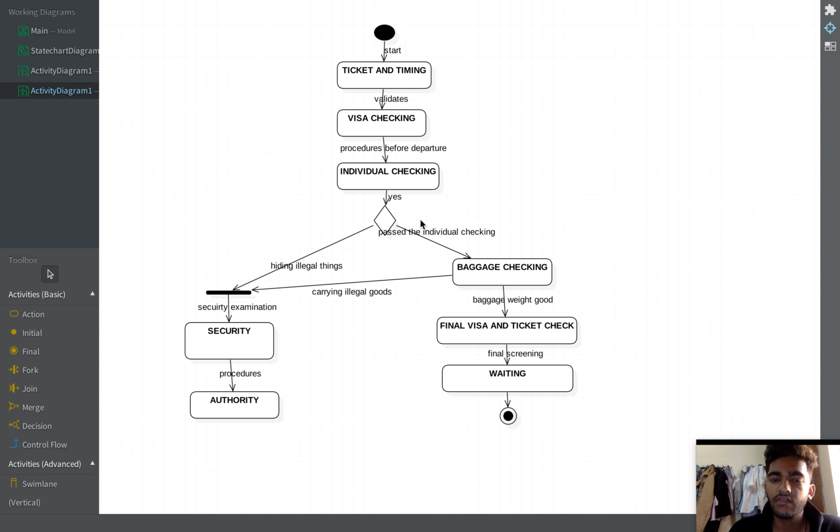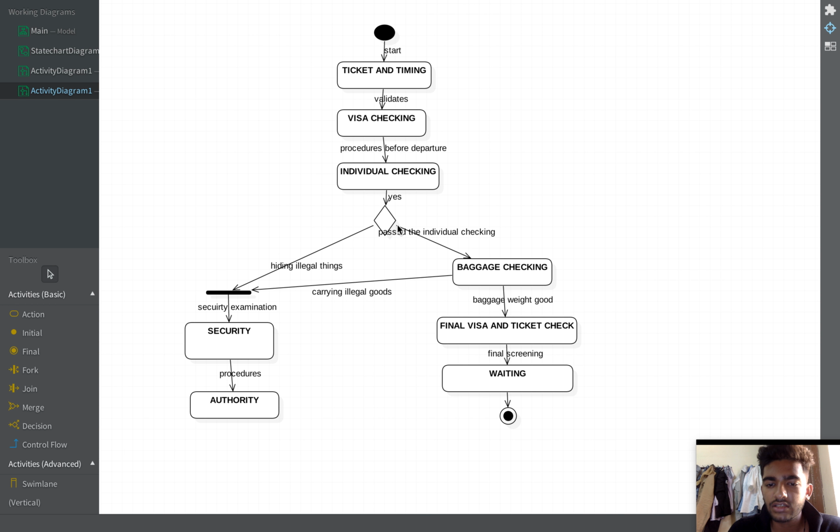And this is the diagram without the swim lane. It looks very similar, except that there is no separation between the fields of a state. Here we have the starting point, where we have the ticket and timing, and when it's validated, then we have the visa checking. After that, we have the procedures before the departure, where the individual checking takes place.